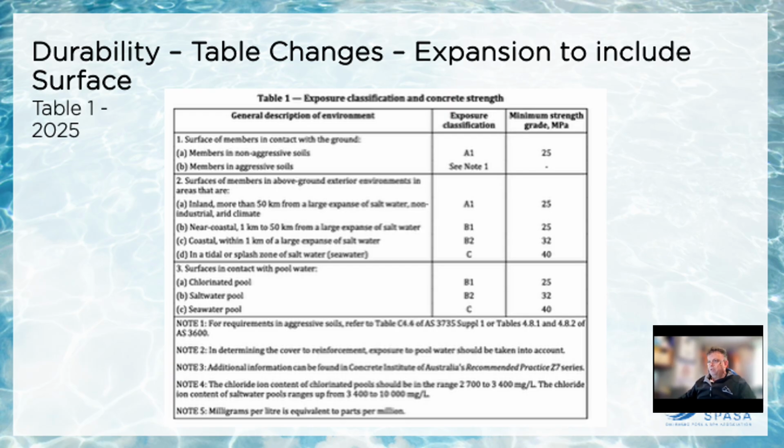Now, most of the pools that we would be designing would be sitting in the saltwater pool. So this is definitely an increase. It's gone to B2. The minimum strength is now 32 MPa. So those of you who have been quite regularly doing pools at 25 MPa, you're going to find that that's going to increase to 32, and you're probably going to find that your cover requirements are going to be more stringent. So be aware of that. That will be a cost driver for you, but it is definitely something that you need to consider.